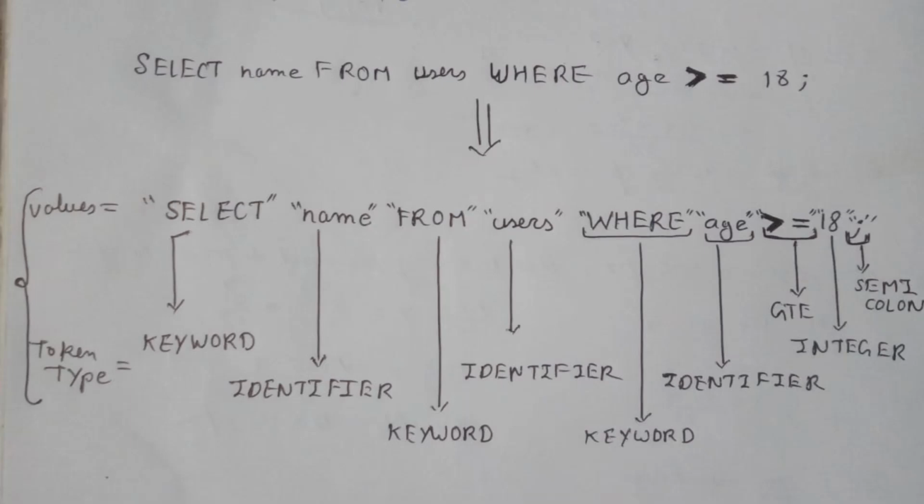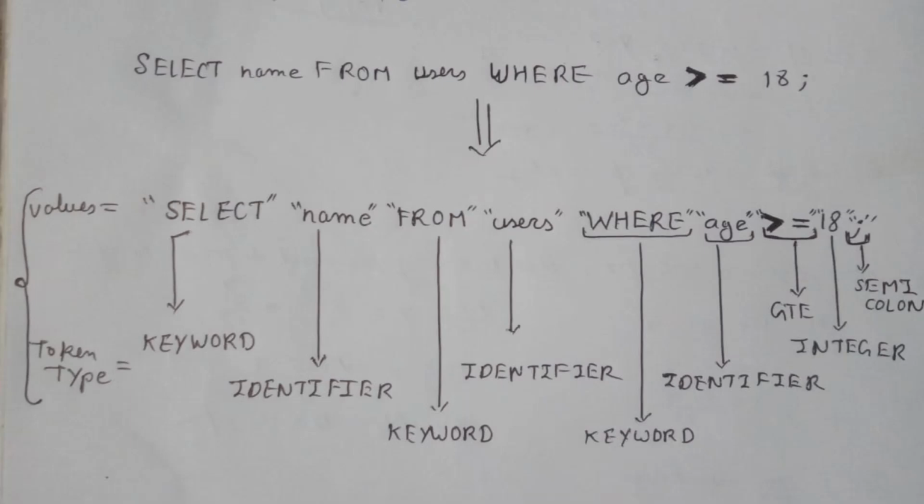Now corresponding to them we have token types. Select is a keyword, name is an identifier, from is a keyword, user is an identifier, where is again a keyword, age an identifier, greater than or equal to is an operator, GTE, 18 is an integer, as I said it is a literal, integer is a type of literal, and semicolon, right? And these together, values and at the bottom I have written the token type, these two will form that structure whose name is Token, right? So this is the data structure.